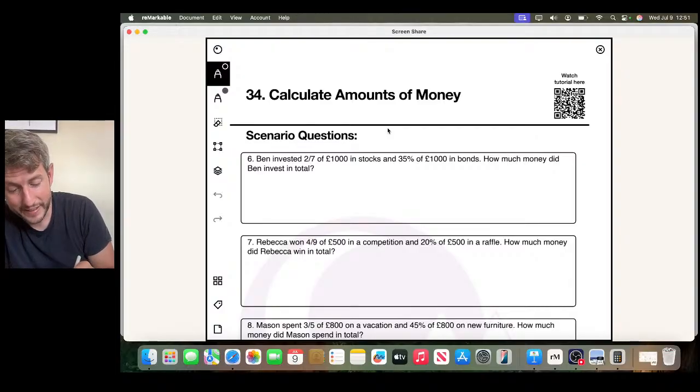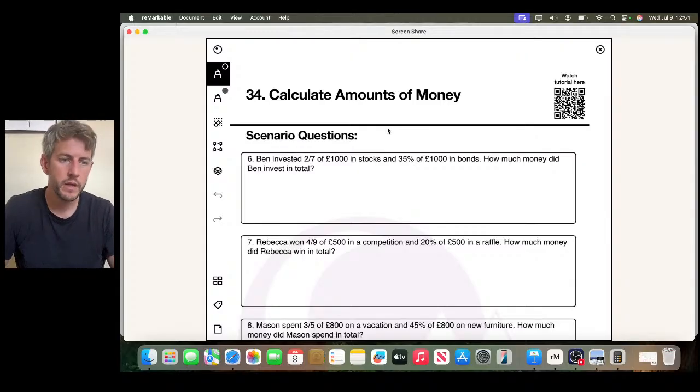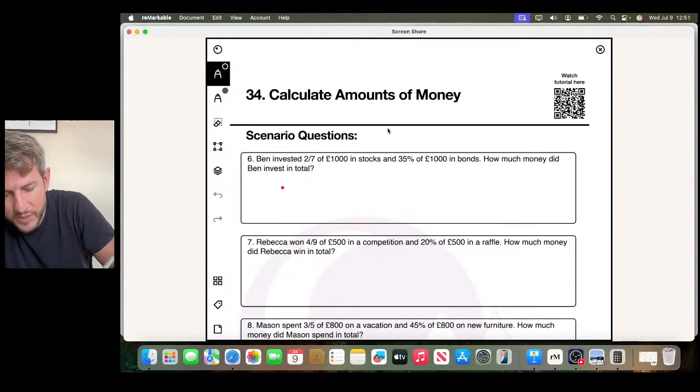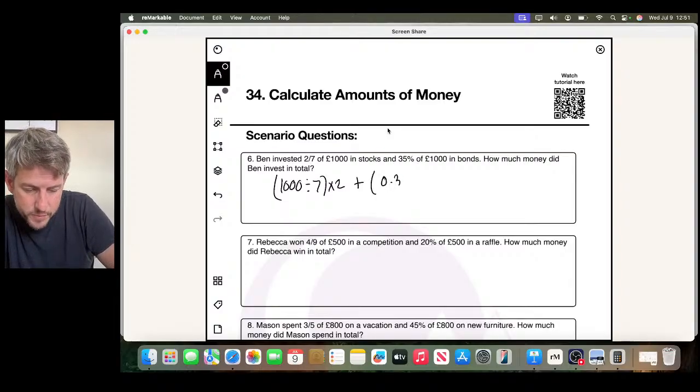Okay, this is definitely a calculator on this one. Ben invested 2/7 of £1,000 in stocks and 35% of £1,000 in bonds. How much money did Ben invest in total? Okay, so remember to do this, we've got 1,000 divided by 7 to find out what 1/7 is, times it by 2 to find out what 2/7 is, so that's that bit. And then here we're going to add 35% of 1,000, so to find 35% we times by 0.35.